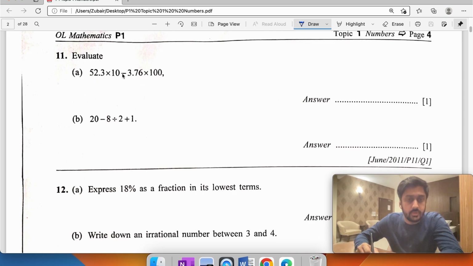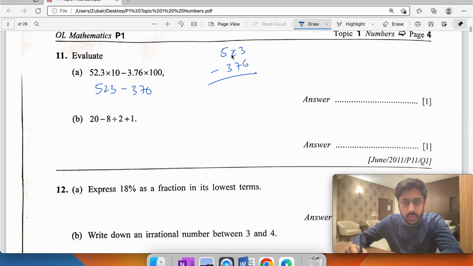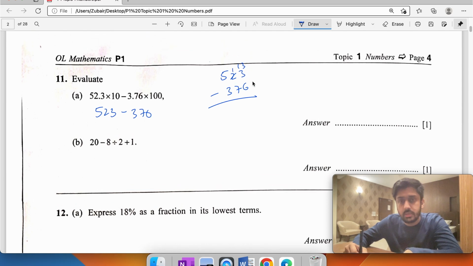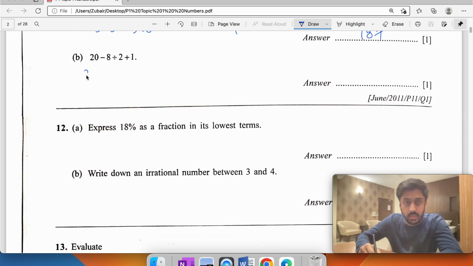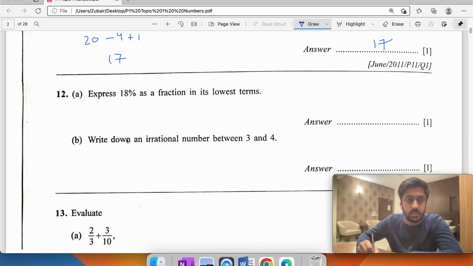Question 11, 52.3 into 10 is 523, minus 3.76 into 100 is 376. So 523 minus 376. You take 1 carry. This is 13, 6 6 12, 1 13, 7, 4 1 7 8 9 10 11 and 187. The mass rule again. So 20 minus 8 divided by 2 is 4, plus 1. 20 minus 4 is 16, plus 1 is 17.